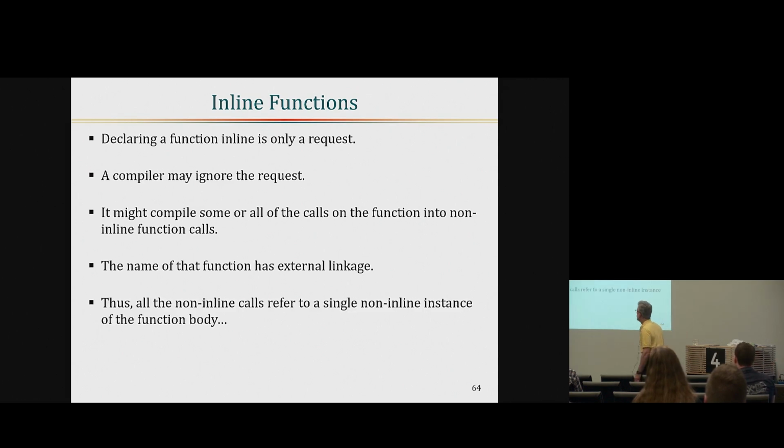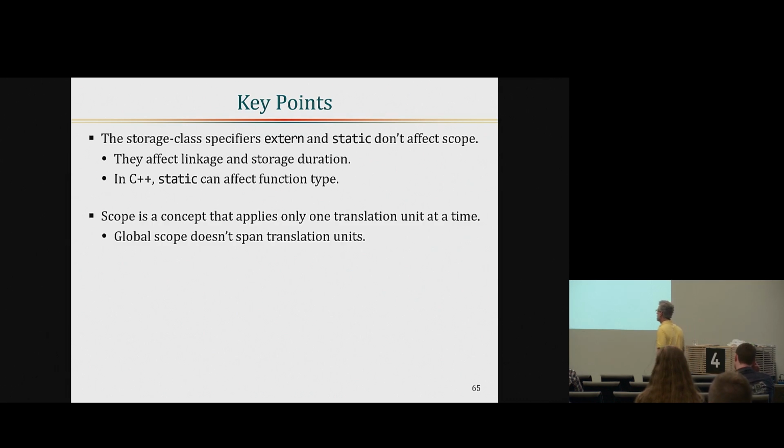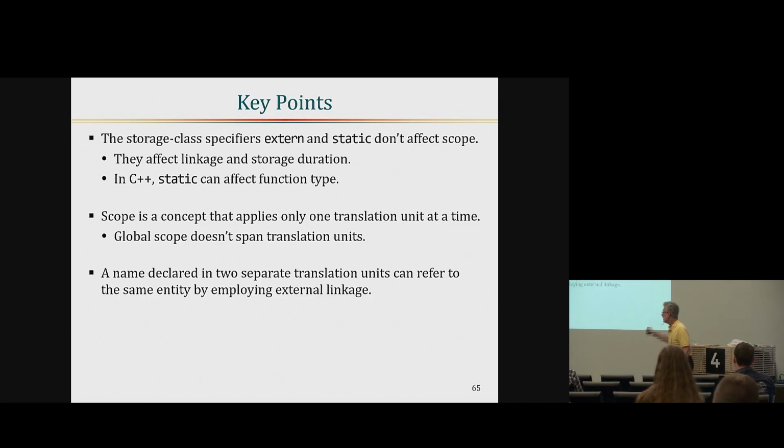Okay, so that's it. In summary, here are the key points. The storage class specifiers, extern and static, don't affect scope. They affect these other properties called storage duration and linkage, or in C++, they can affect the parameter list of a static member function. The concept of scope is only meaningful in a single translation unit. There's no scope beyond a single translation unit. And the key thing that allows two translation units to communicate with each other is that the names in them have external linkage. And if you remember those key points, most of the rest of this stuff makes an awful lot more sense.